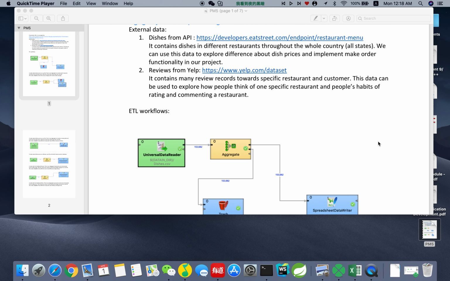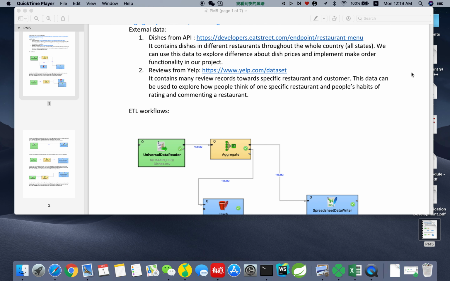And first, I will introduce two external data sources. The first one is dishes. We get the dishes from this API, and here is the link for that API. It contains dishes in different restaurants throughout the whole country, so we have already covered every state in the US. We use this data to explore differences in dish prices and implement the make order functionality in our project.